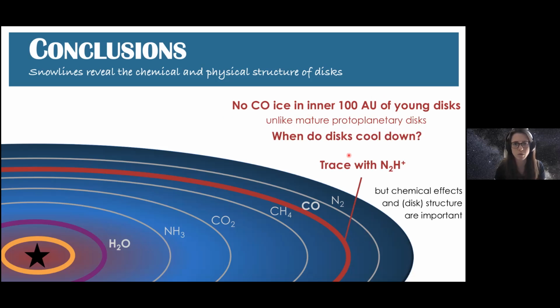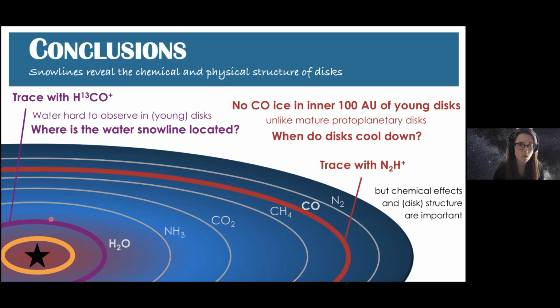An important question would be, when do these disks cool down? And in terms of inheritance of the material, this will be interesting because if the majority of complex molecules form from CO ice, and there's no CO ice during this embedded disk phase, and there are still complex organic molecules present, it would mean that they would have to be inherited from earlier stages.